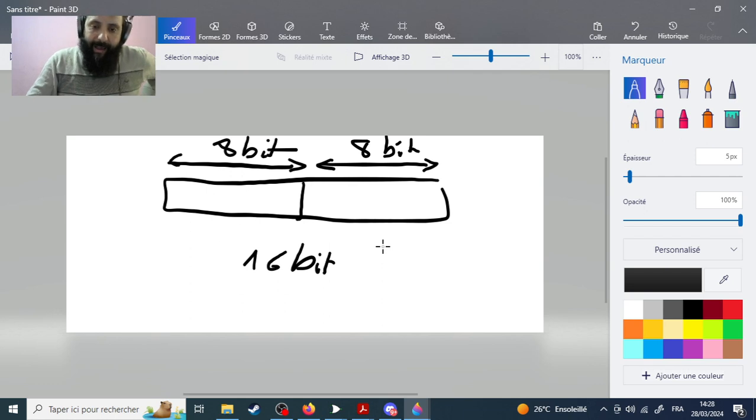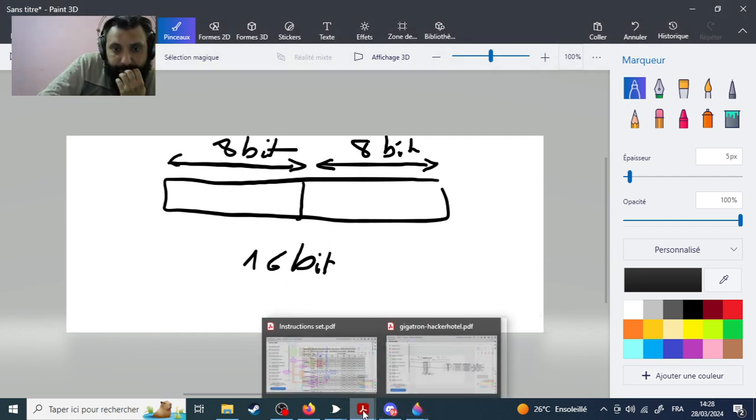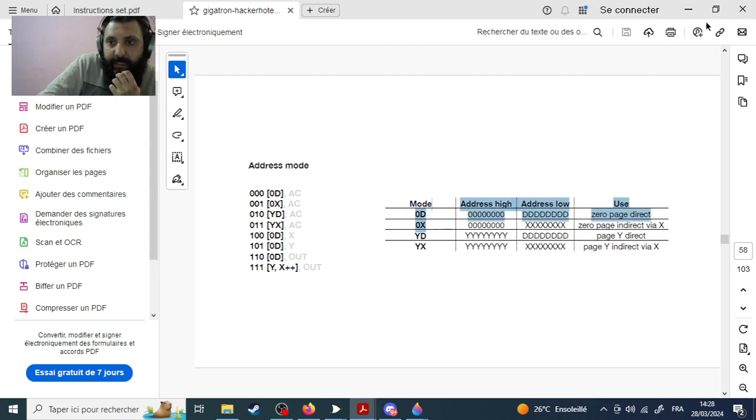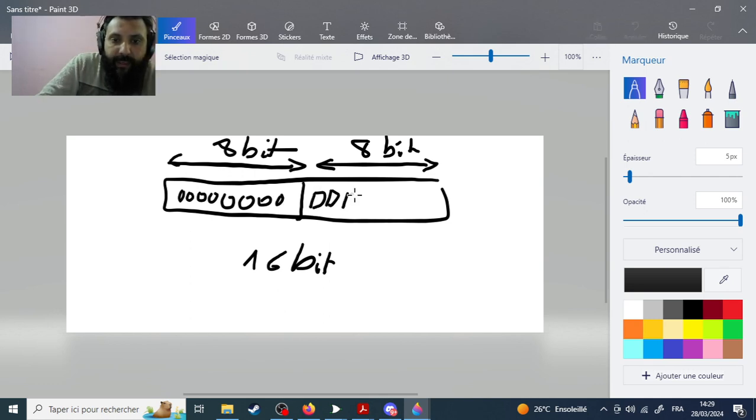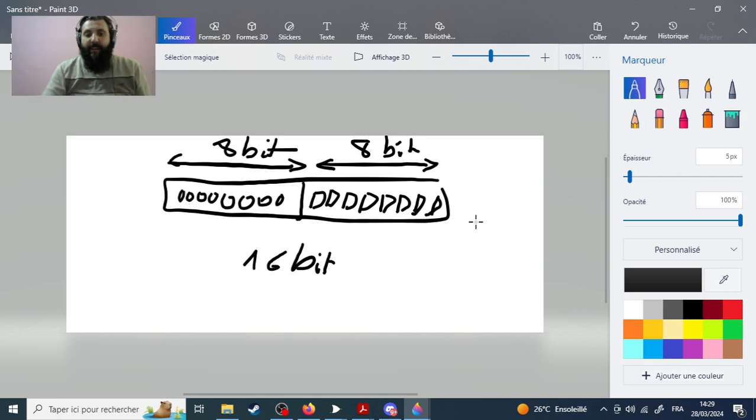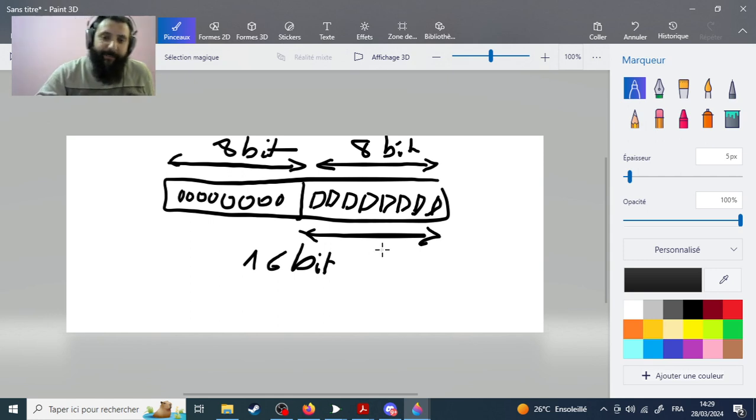If the MAU chooses the first addressing mode, this one, 0D, the MIU will fill this part with 8 zeros and the right part with 8 bits of the data with the instruction. That means that the data part of the instruction now contains an address to jump to, to access data. This is the first mode.